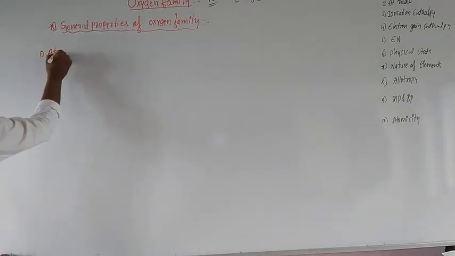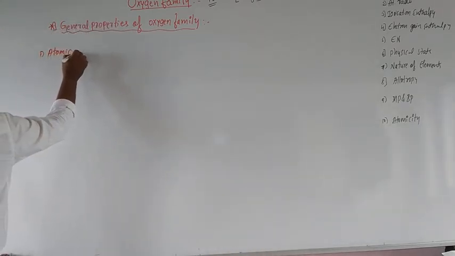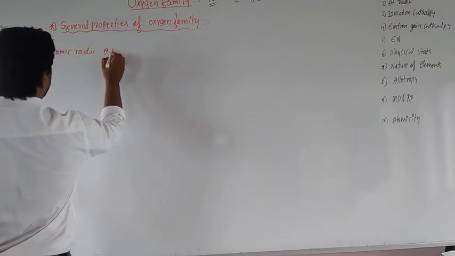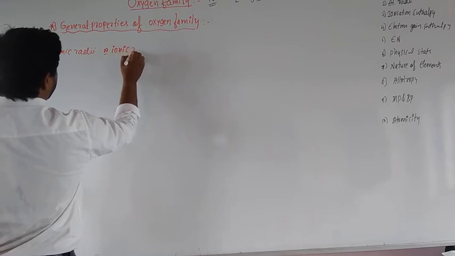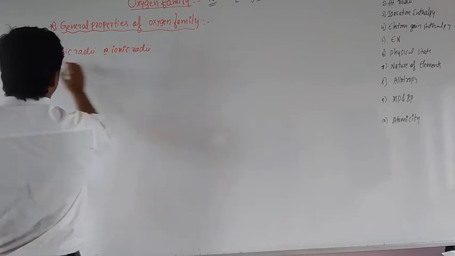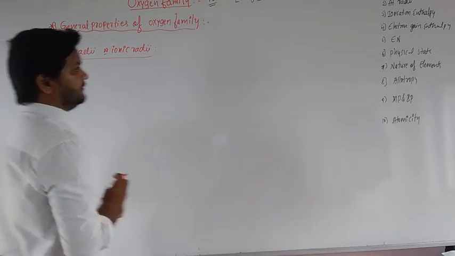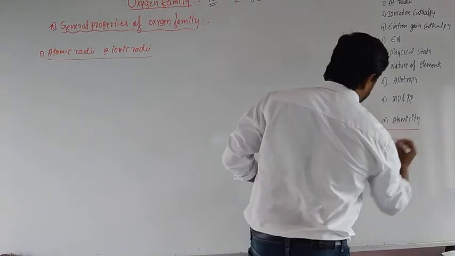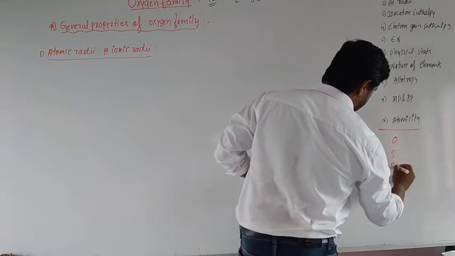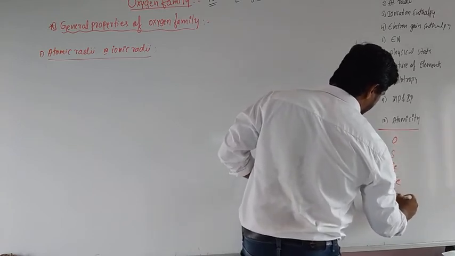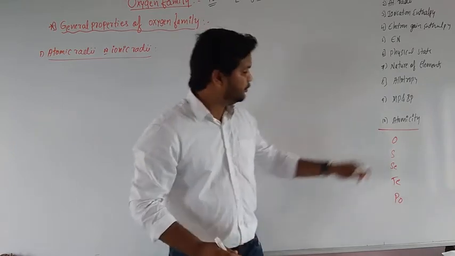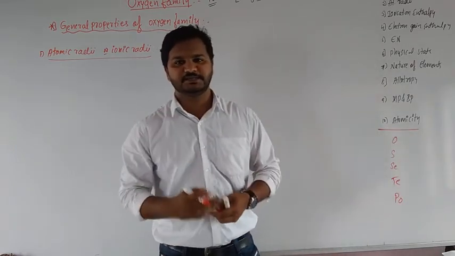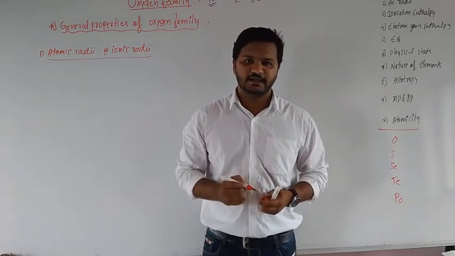Atomic radii means size. Atomic radii or ionic radii, students, increase down the group. For example, consider oxygen, sulfur, selenium, tellurium and polonium. When you move down the group, atomic size increases because the number of shells increases.